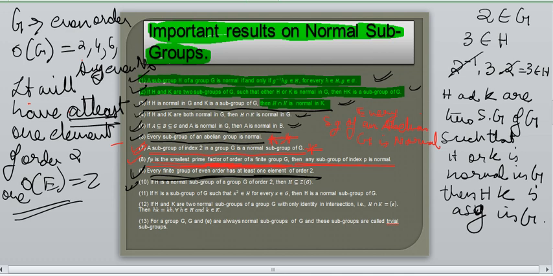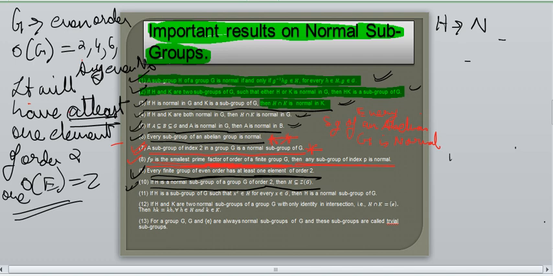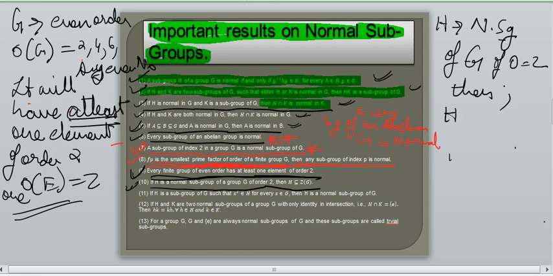Moving on to our 10th point, students. If H is a normal subgroup of a group G of order 2, then H is a subset of Z. So if H is a normal subgroup of the group G, of order equal to 2, then H is a subset of Z.